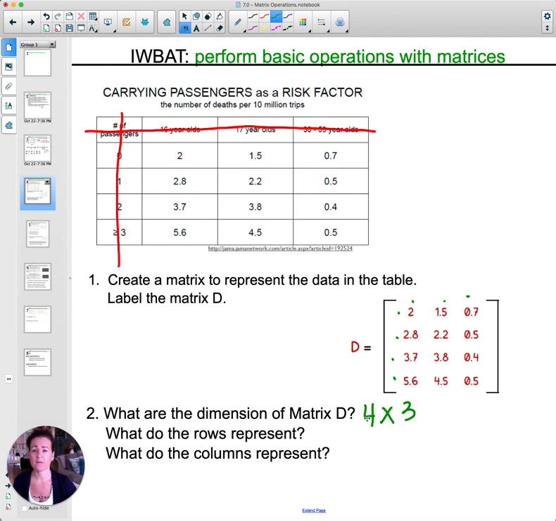So we're looking at 4 different passenger sizes, and then 3 different age ranges. So what do the rows represent? Number of passengers. And what do the columns represent? So different age groups.